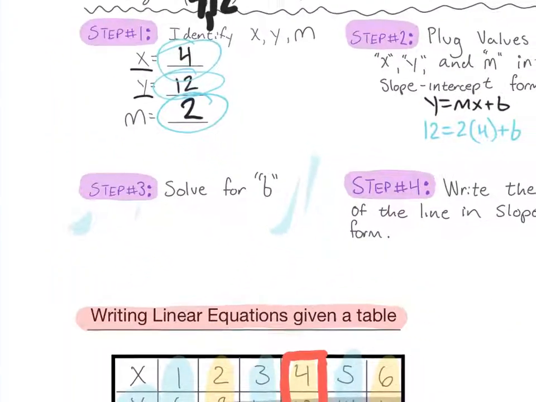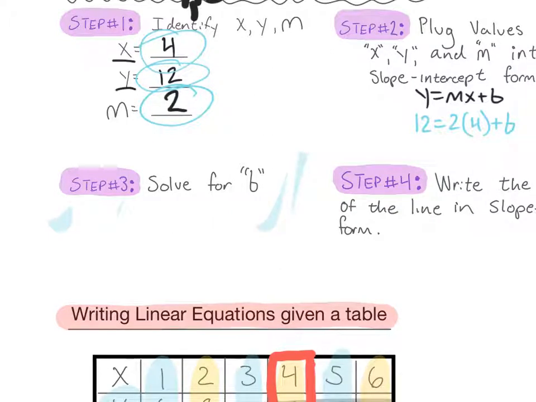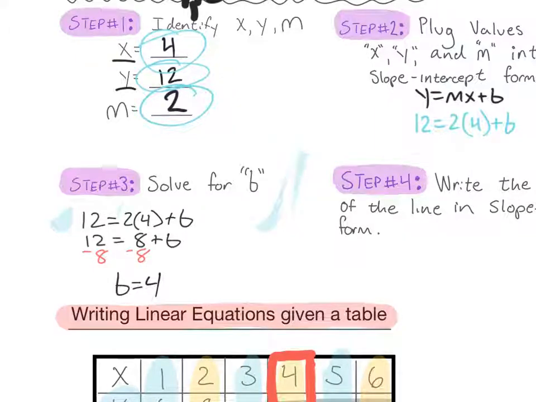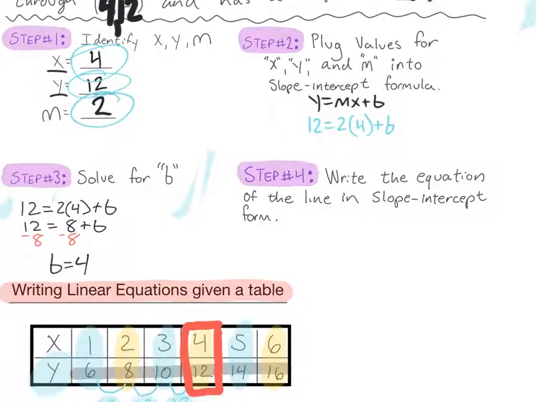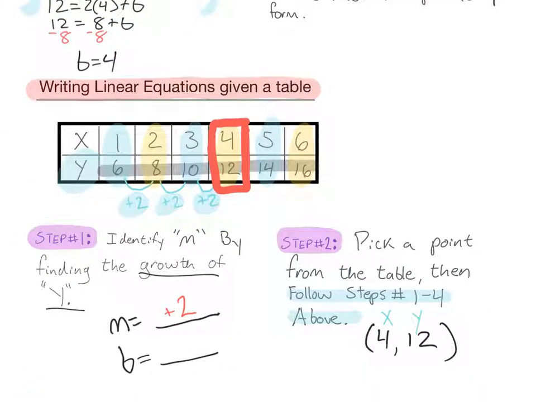Next step, we're still just following step 1, step 2, step 3, step 4 every single time. We're going to solve for b. 12 is equal to 2 times 4 plus b. 12 is equal to 8 plus b. You will minus your 8, and you will have a b of 4. And last, write the equation of the line in slope-intercept form. So our m that we found from our table is 2, and our b, as we just found, is 4.